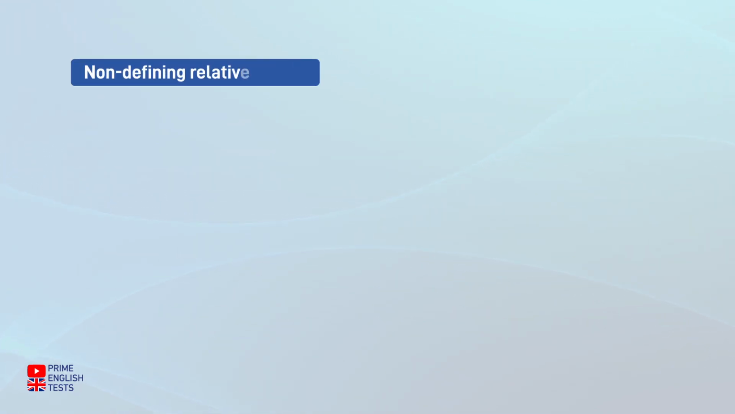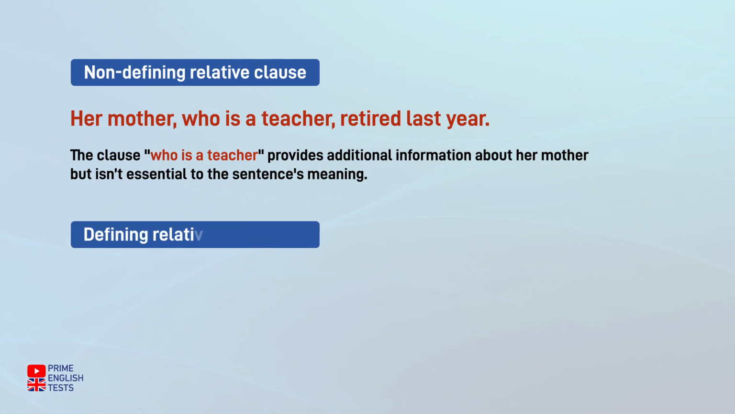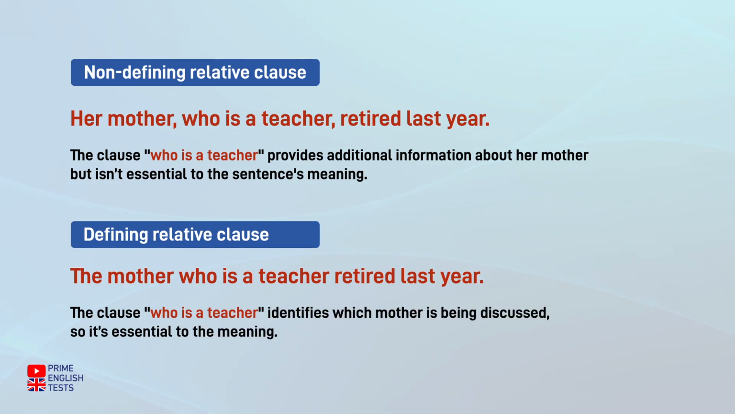Her mother, who is a teacher, retired last year. The clause "who is a teacher" provides additional information about her mother, but isn't essential to the sentence's meaning. The mother who is a teacher retired last year. The clause "who is a teacher" identifies which mother is being discussed, so it's essential to the meaning.